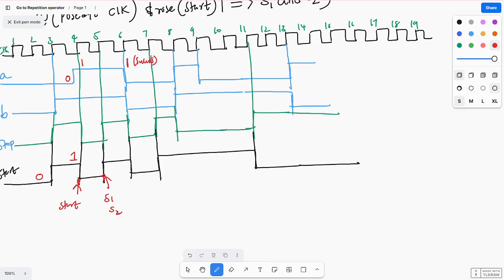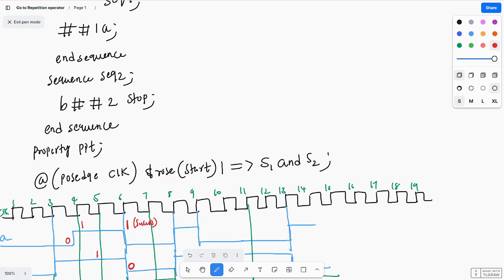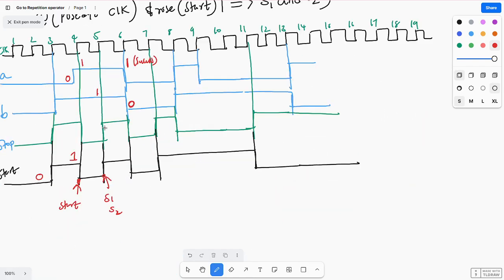Again, it is checking for B. At B, the assertion will start. Here this is 1. But here B becomes 0. So after two cycles it should stop, no? After two cycles means it will start one cycle and two cycles. Here B becomes 0, which means S2 fails. As S2 fails, both assertions will fail.